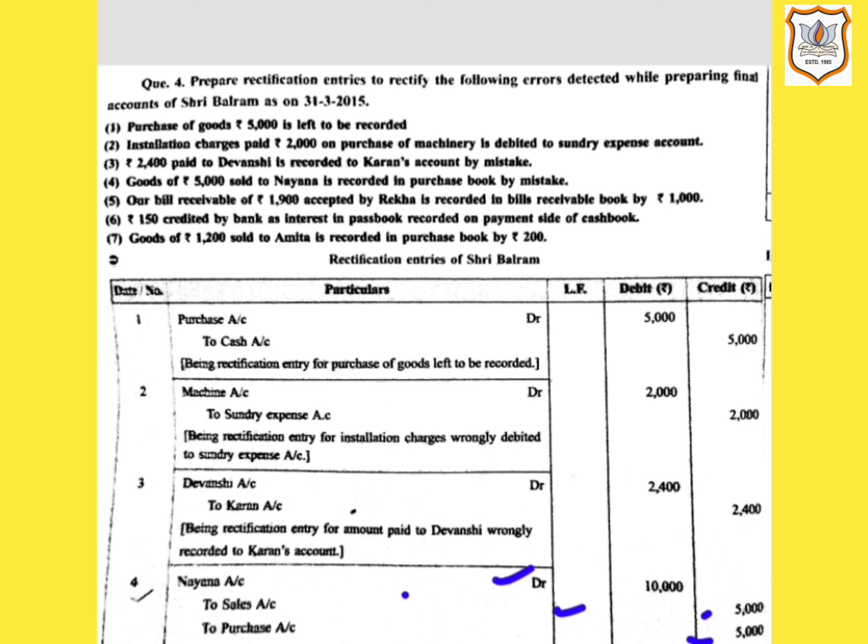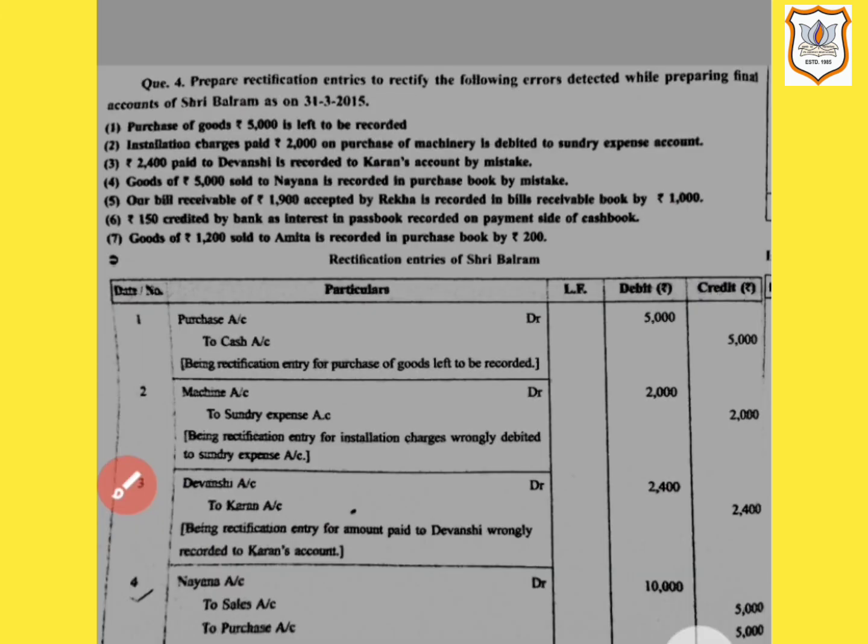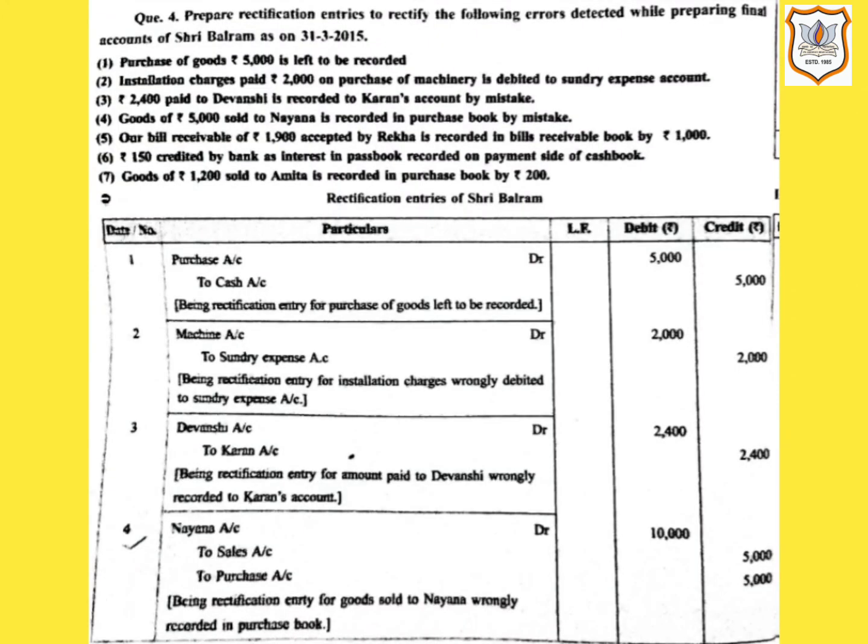So I hope it is clear to you all. So in this way, entries are rectified with the help of two principles, that is, do what is correct and undo what is wrong. Now let us see next error, which is given in point number 5.